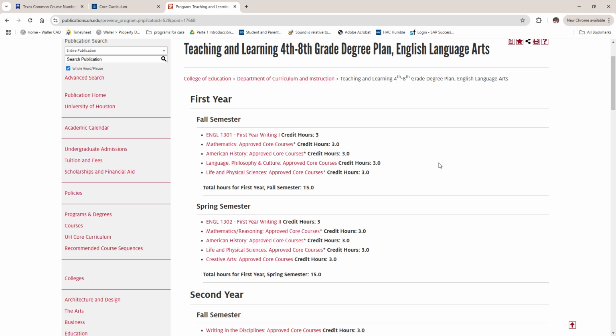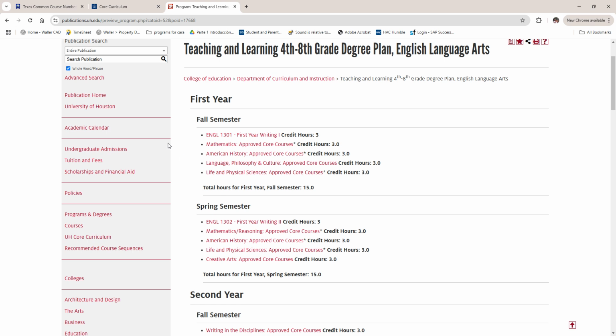Well, there is a thing called the Texas Common Course Numbering System. Now, I want to make sure that everyone understands that this doesn't apply to every single college and university in Texas. According to the Texas Common Course Numbering website, it only applies to 137 colleges and universities. That is a lot of colleges and universities, so more than likely, the college or university that you're planning to go to is included.